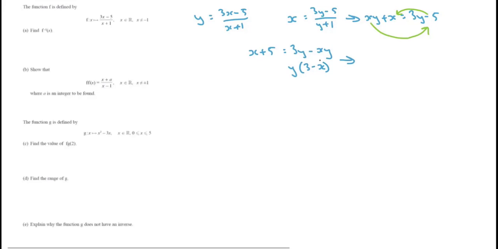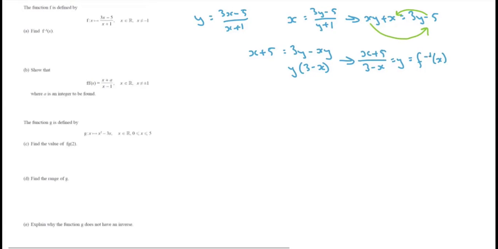Therefore, to get the y on its own, we can just divide by this bracket. We have x plus 5 over 3 minus x equals y, or in other words, equals that inverse function there. Now that we have this, we can move on to part B.